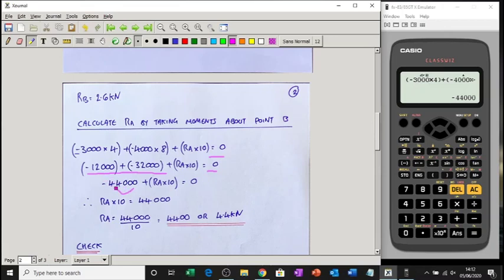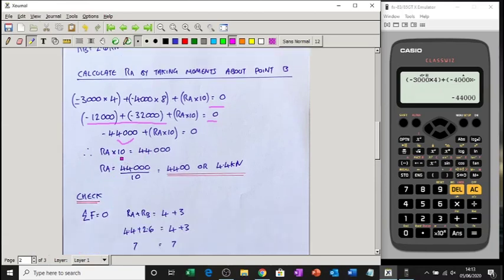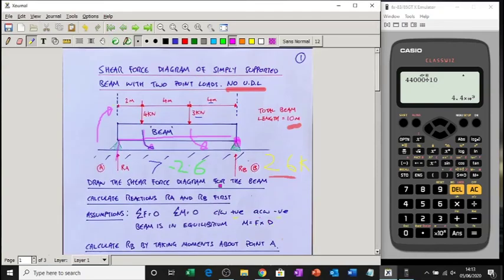This is a negative term, so we'll bring it across. We'll add 44,000 to both sides. So now we get RA times by 10 equals 44,000. We want to find what RA is, so divide both sides by 10. So the reaction at point A is going to be 44,000 divided by 10. Obviously the minus just means direction. So 44 divided by 10, you could use the calculator, or press ENG, 4.4 times 10 to the 3 newtons, which is kilonewtons. 7 take away 2.6 is 4.4, so I'm quite happy that we're correct.